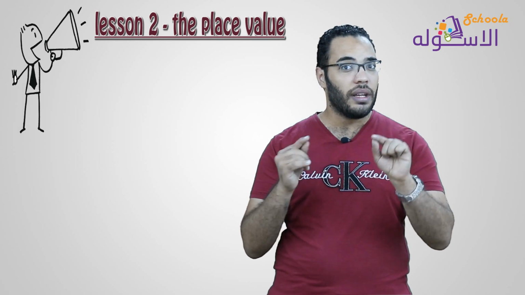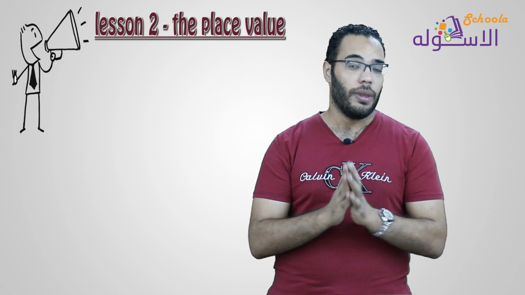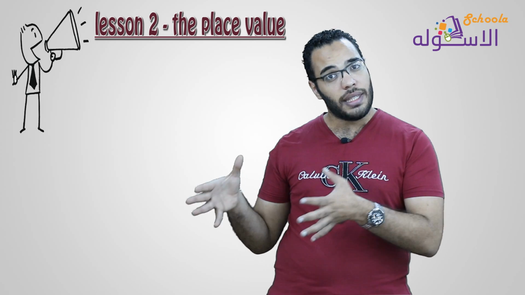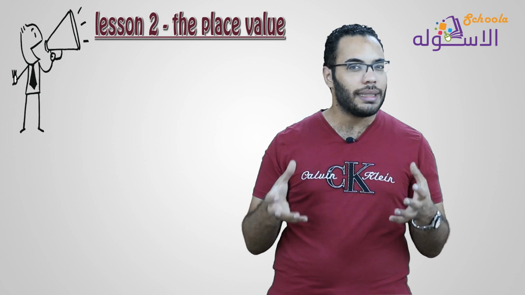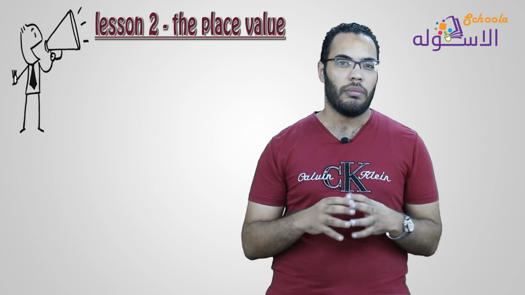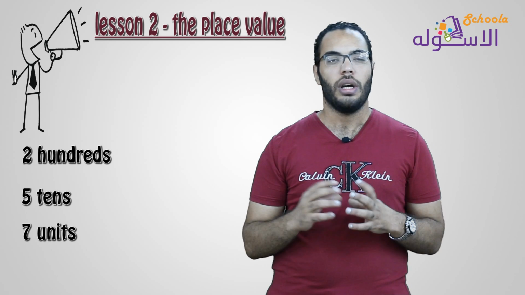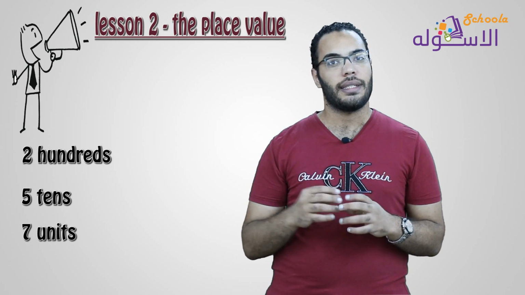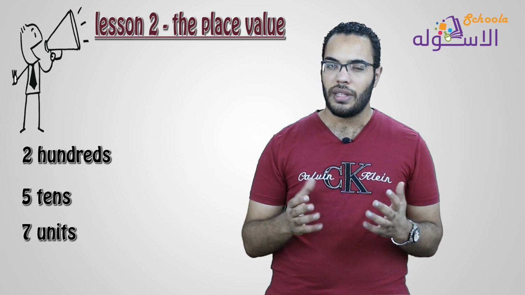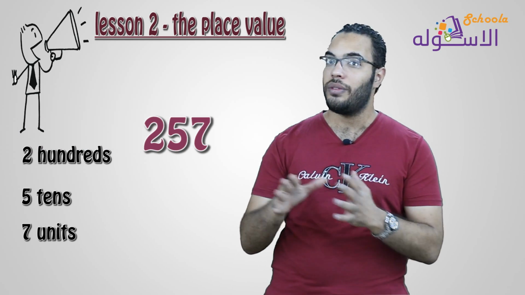We have another thing. We may be using these places to make numbers. We can use these places to make numbers. For example, 200, 5 tenths, 7 units. What is this number? We just said it will be 257.